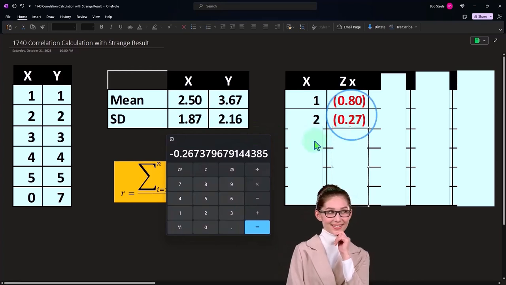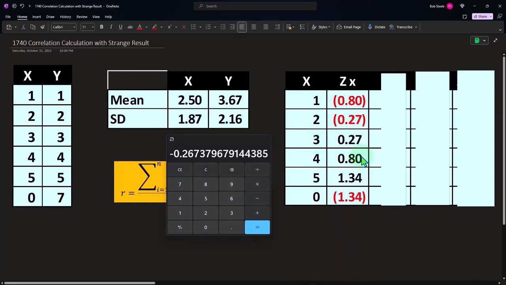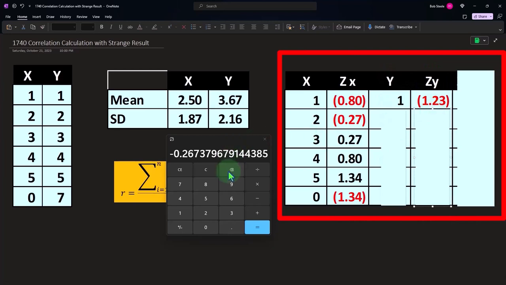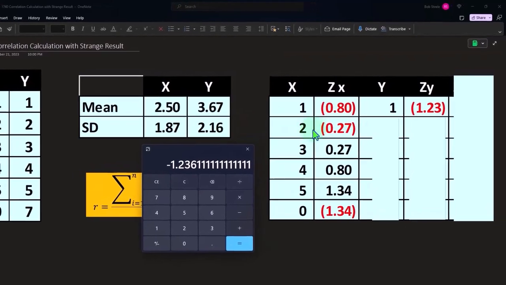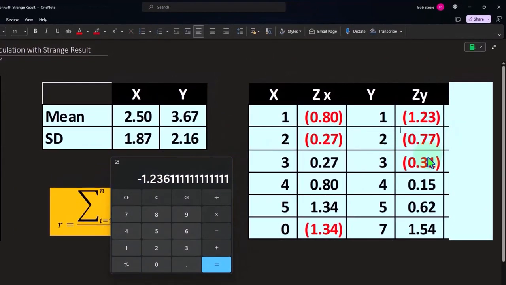We do that all the way down for all of the data points, and here's the related Z's. And then I can do that for the Y's. Same kind of thing. So the first one is going to be 1 minus the mean. This time for the Y, 3.67 divided by the standard deviation for the sample of the Y, 2.16, is going to give us about 1.23. We do that all the way down.